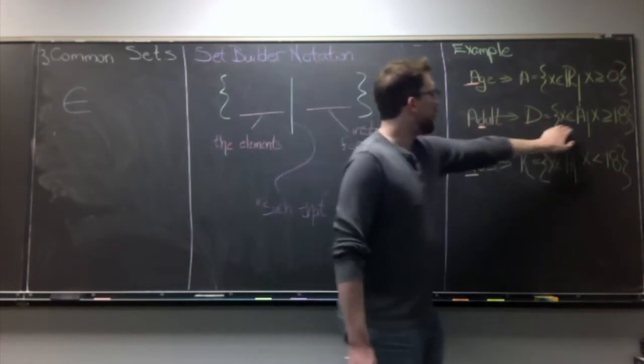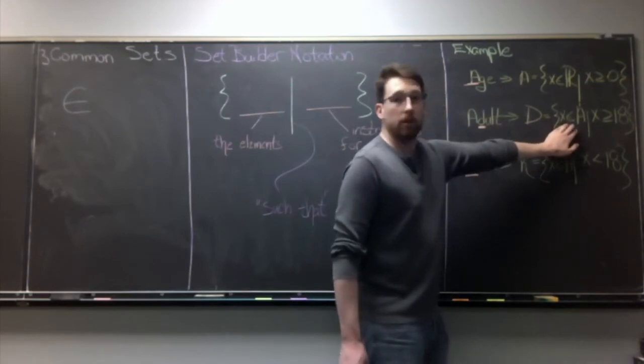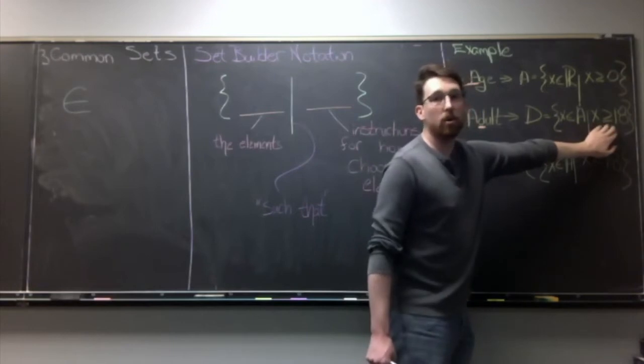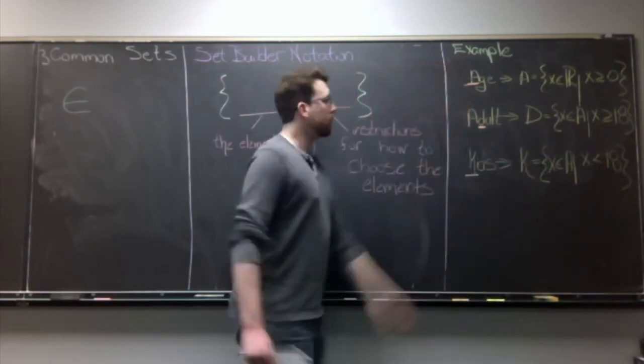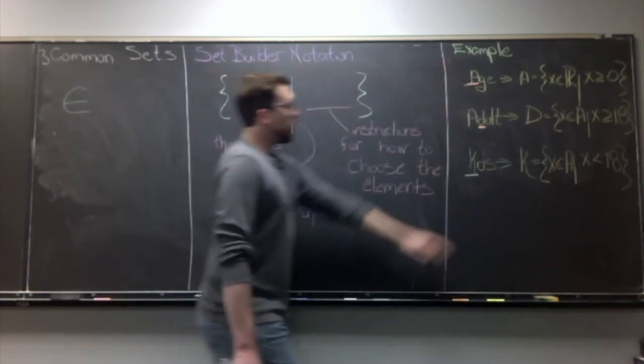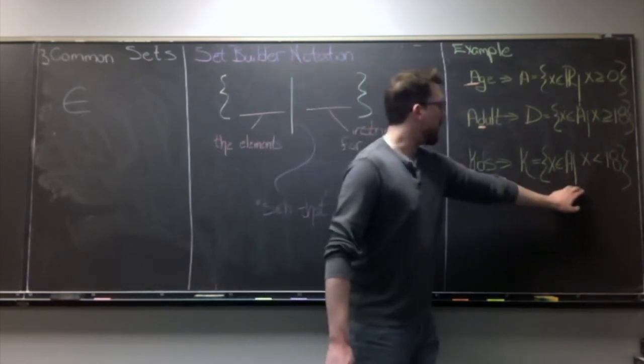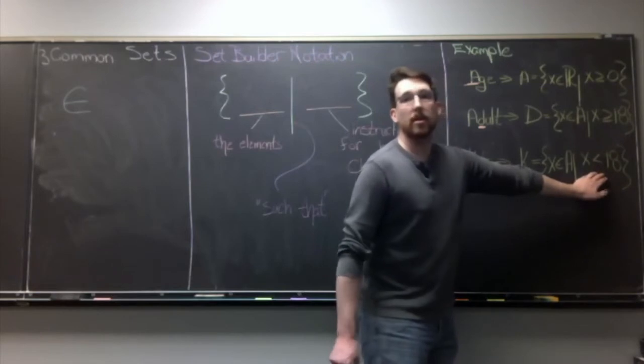Well, the ages of adults are going to be all those ages such that the age is 18 or older. Okay. Similarly for kids, it's going to be all of those ages such that the age is less than 18.